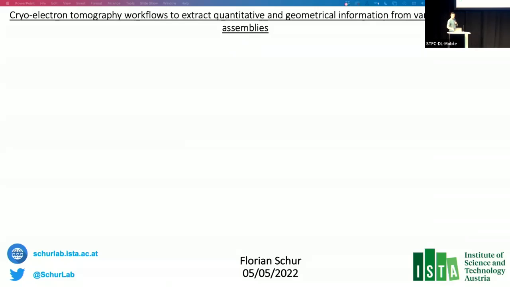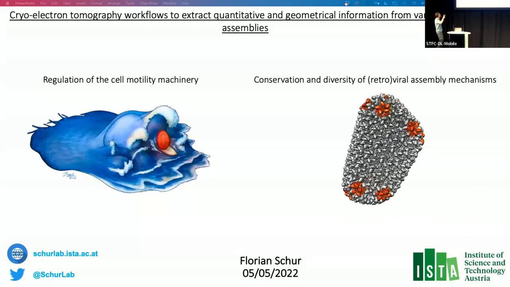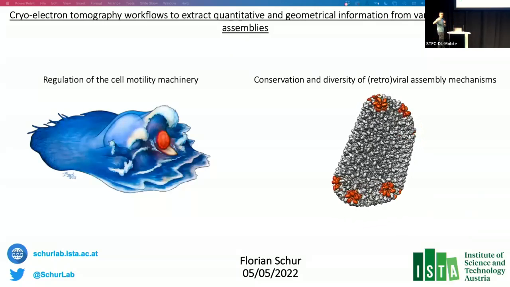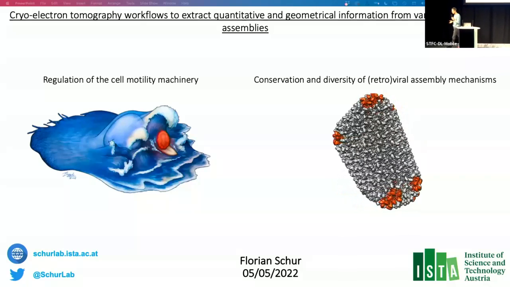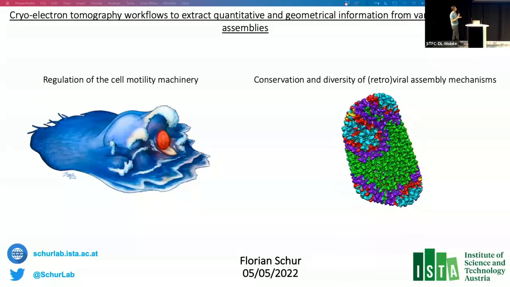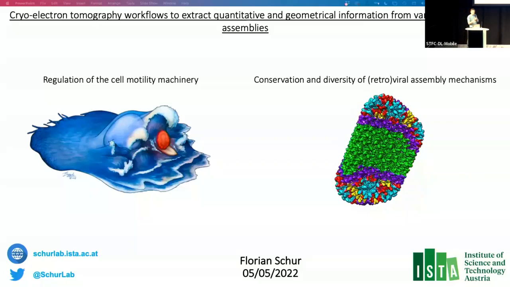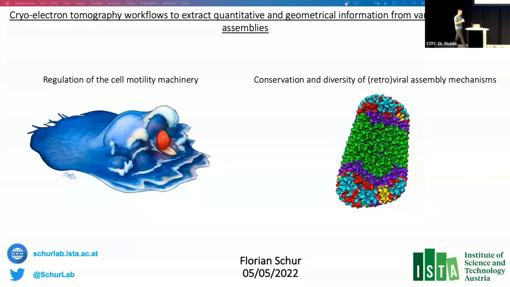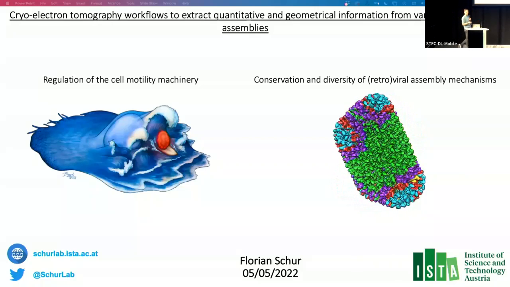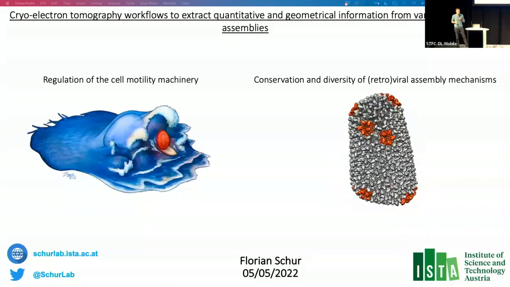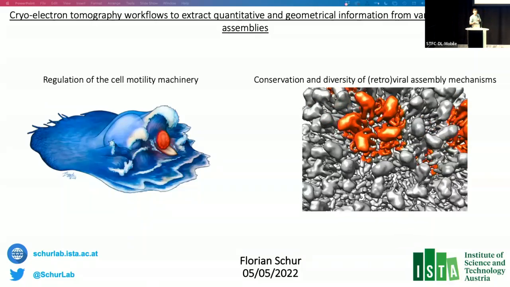That is because we work on two main biological topics in the lab. The one is regulation of the cell motility machinery. So how do cells use their cellular components to move from point A to point B? And the other topic is the conservation and diversity of viral assembly mechanisms with a focus on retroviruses. What connects these two topics is that when we try to understand the biological mechanisms behind them, we don't look at proteins in isolation, but we want to look at how proteins act together in time and space to fulfill their biological function.